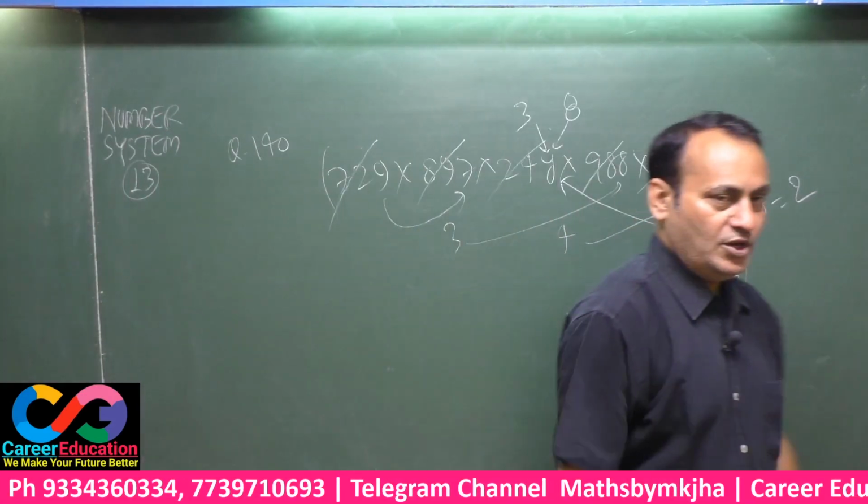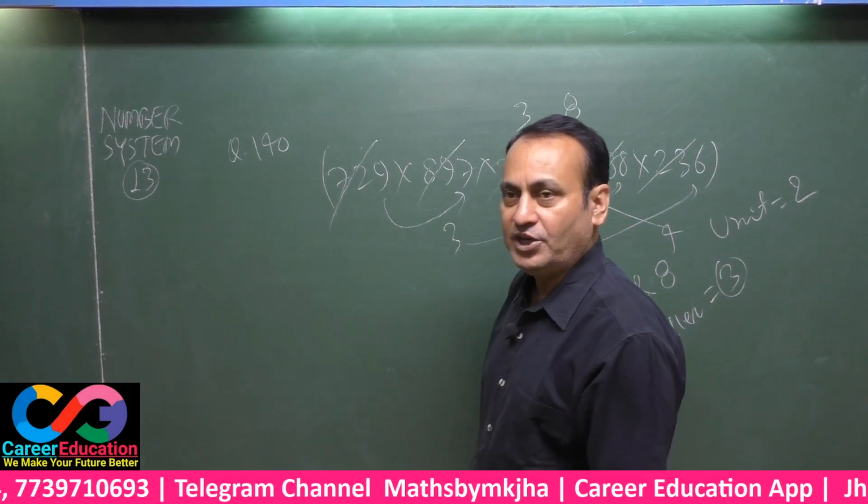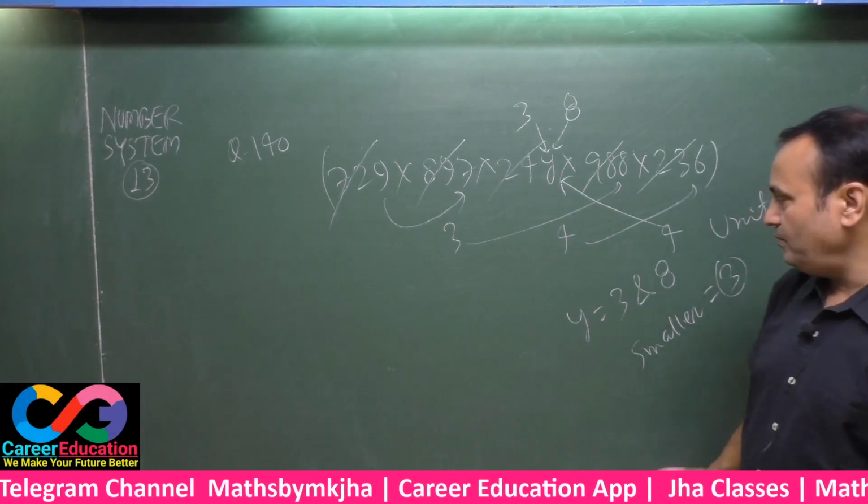That means in order to point out the unit place, you must multiply all the unit digits given to you in the question and finally get the unit.